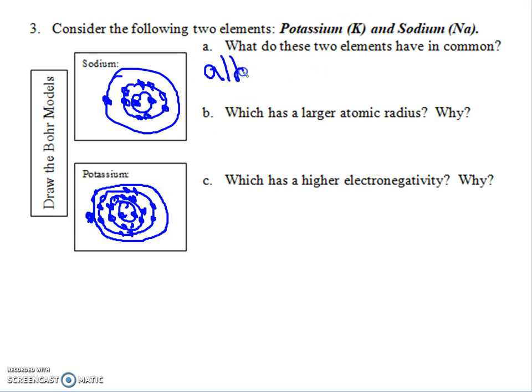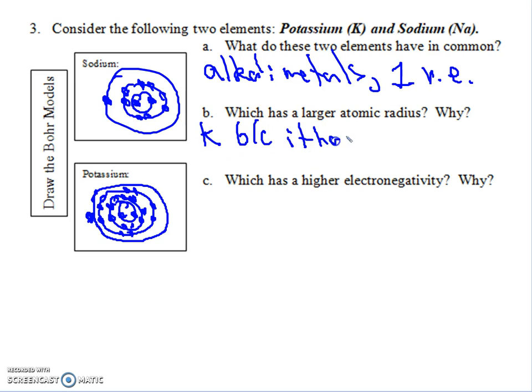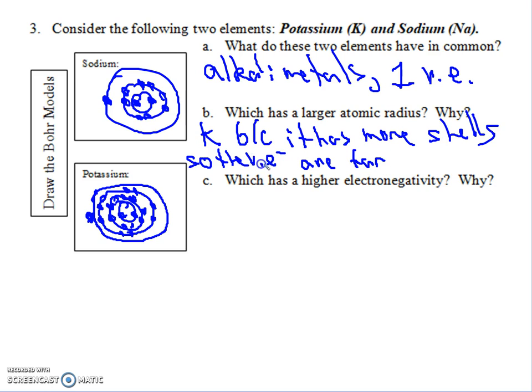What do they have in common? Well, they're both alkali metals. You could talk about some of the properties like conductivity, etc. And they both have 1 valence electron. Which has a larger atomic radius? So potassium does because it has more shells. So the electrons, the valence electrons specifically, are farther from the nucleus.